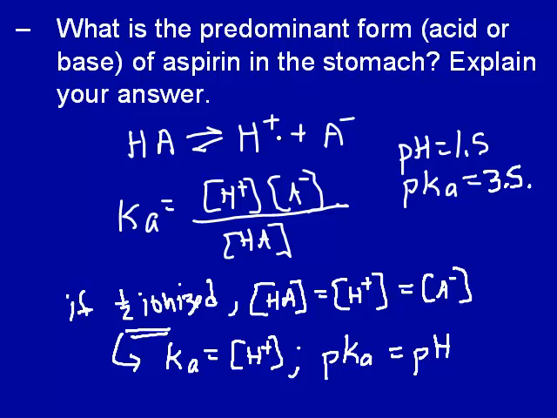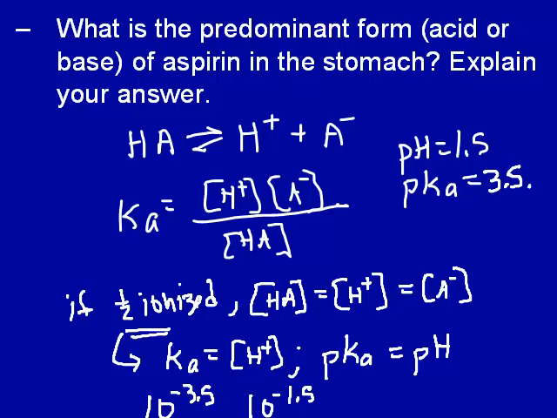So now we're going to ask the question, okay, Ka in this problem is 10 to the minus 3.5, and the pH in this problem, or the hydrogen ion concentration, is 10 to the minus 1.5.